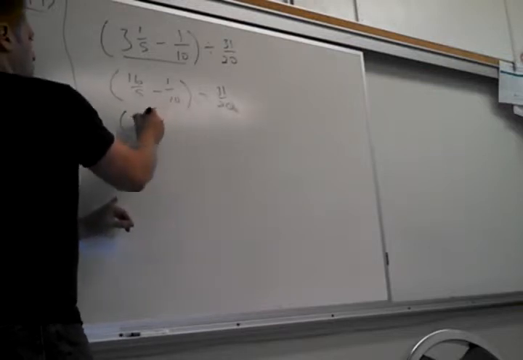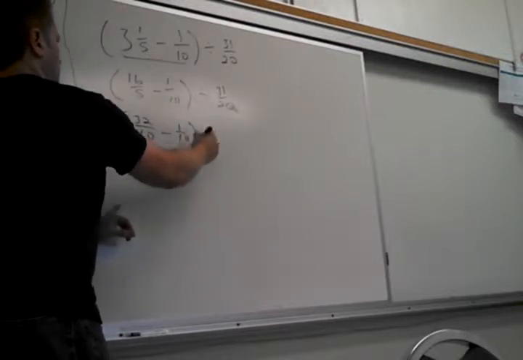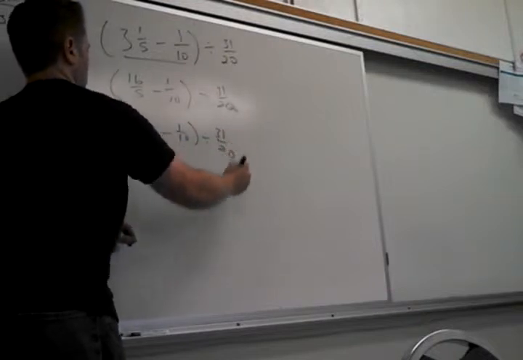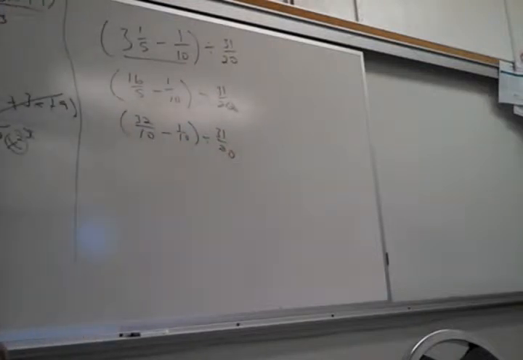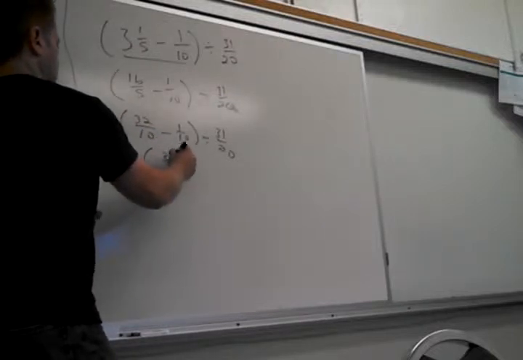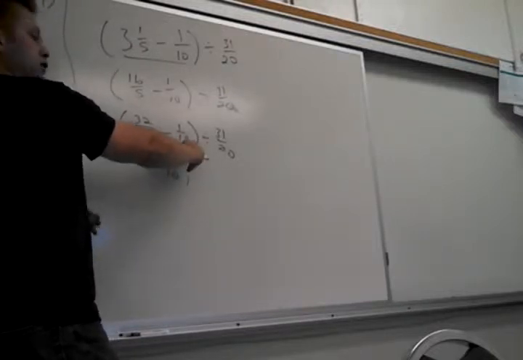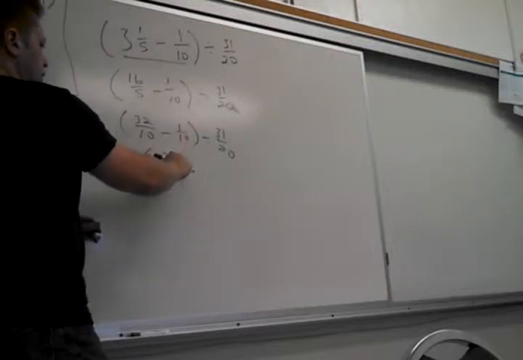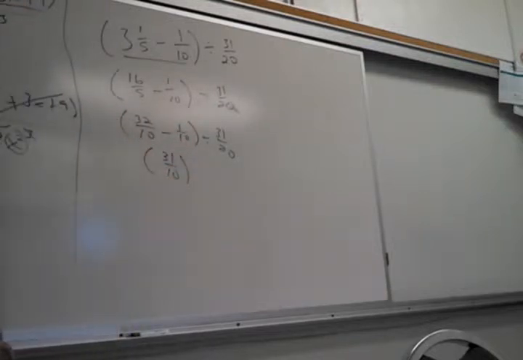32 over 10, minus 1 over 10, is 31 over 10. And do you see why I call this like terms? 32 of these minus 1 of these is 31 of these. Bam. That's why you need an LCD when you add or subtract, because it's like terms. It's exactly the same idea.